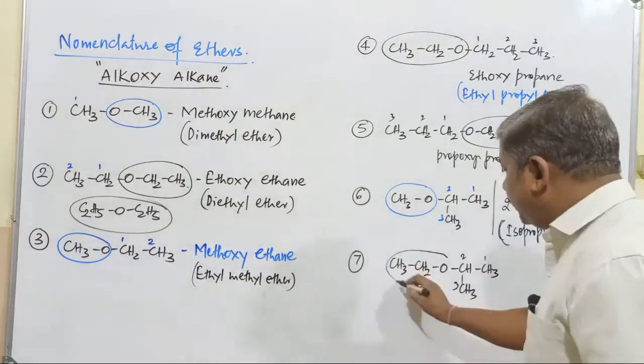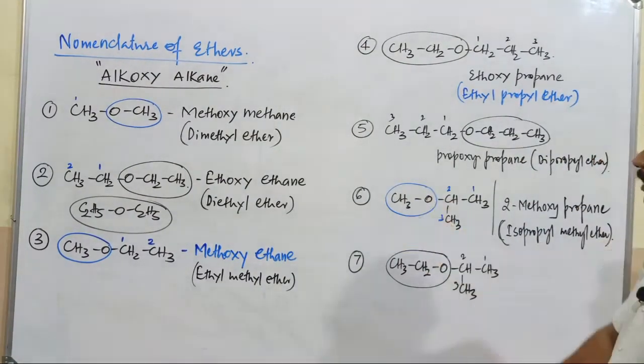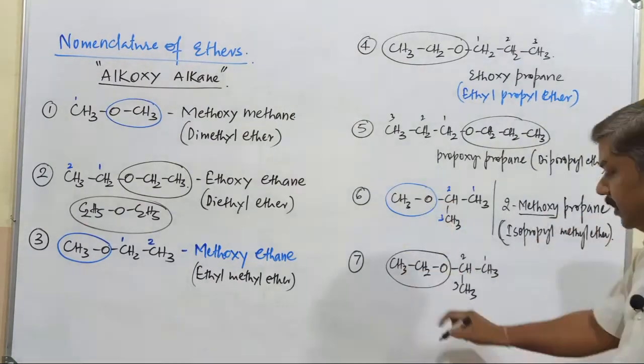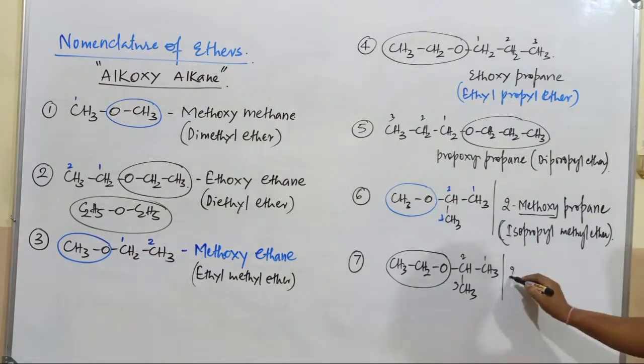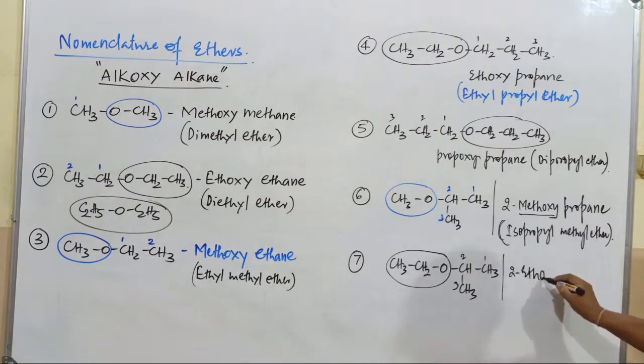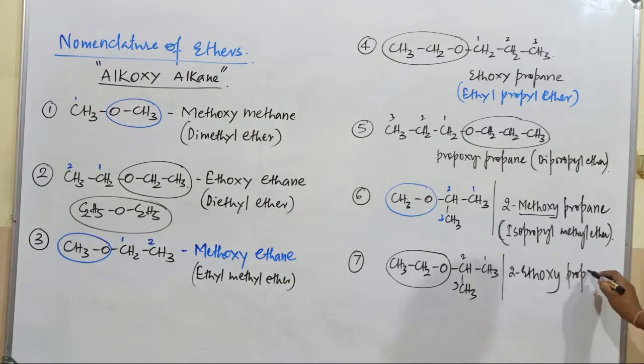This group is called what? Here oxygen with CH3 is called methoxy. Oxygen with C2H5 is known as the ethoxy group. So it is 2-ethoxy. Clear? 2-ethoxypropane is the IUPAC name.